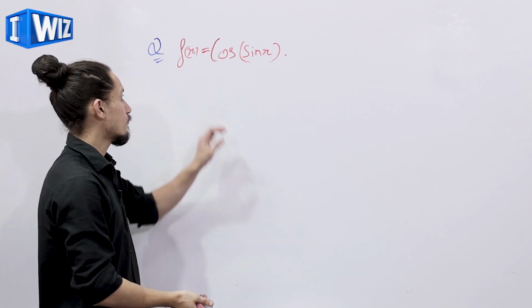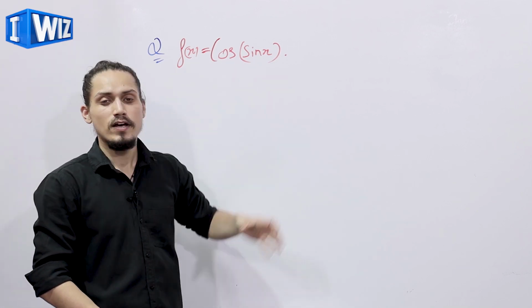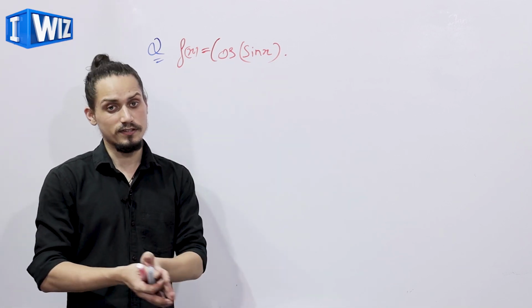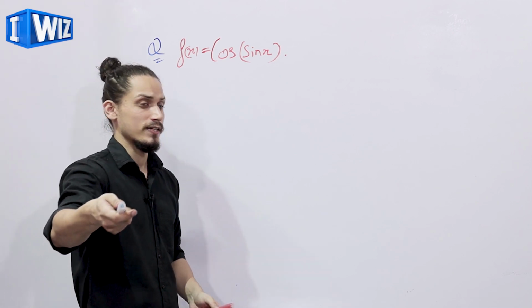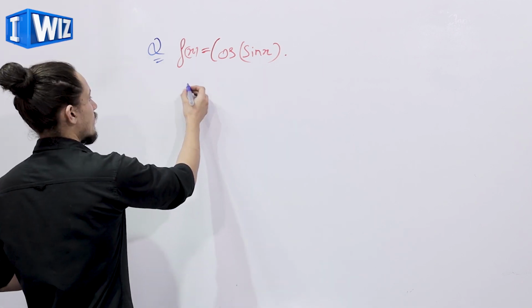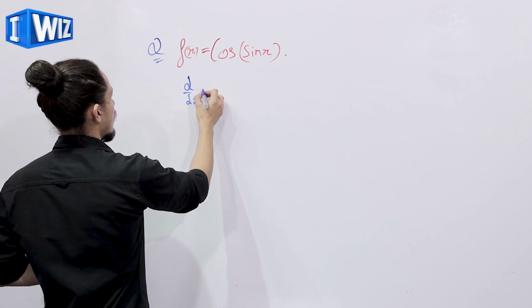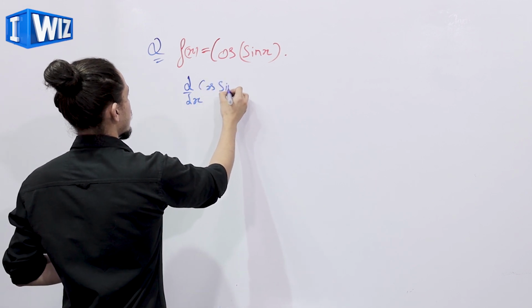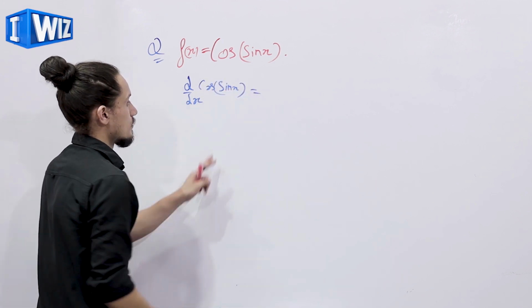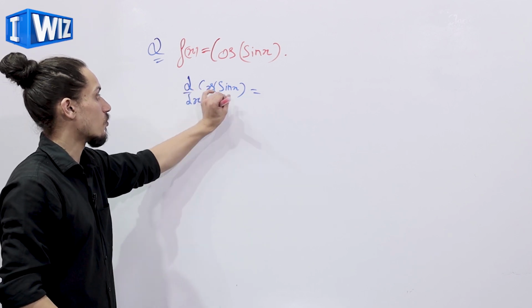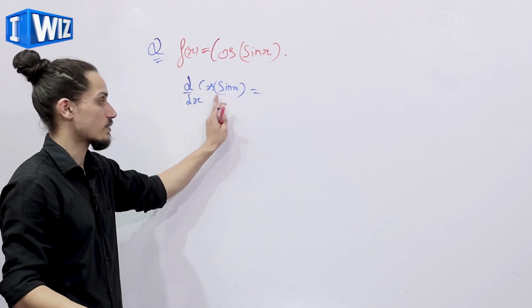Next function is f of x is equal to cos of sin x. We'll attempt this example by using the direct method. You can also try it by using chain rule. So by direct method, d by dx of cos(sin x) is equal to, first, the derivative of cos of sin x. Sin x in this case is the angle of cos.